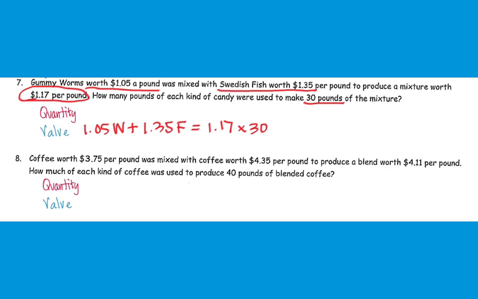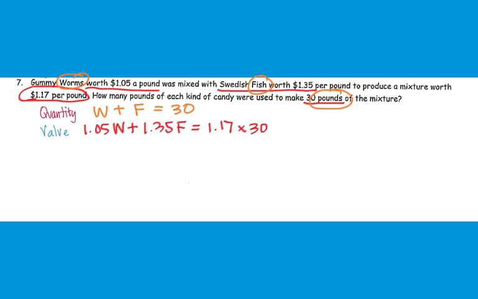So I have to make sure that we include the total value of the new mixture. And then the other quantity one is about fish and worms for a total of 30 pounds. So again, the value is always about the money, what it costs. What does it cost for gummy worms? What does it cost for fish? And what does it cost for the 30 pounds of the new mixture?